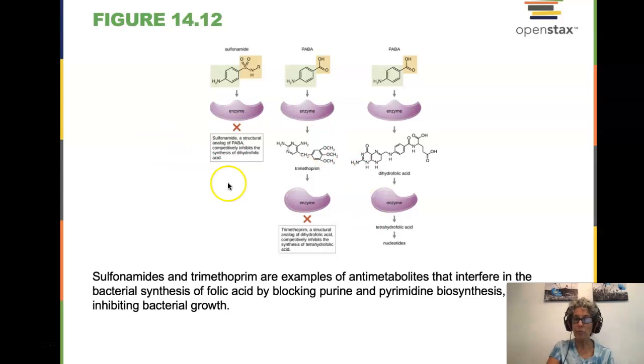We use a different pathway, so blocking folic acid synthesis is not a problem. We don't synthesize folic acid, we eat folic acid. So blocking the synthesis of folic acid with sulfonamides and trimethoprim is an effective antimicrobial choice.